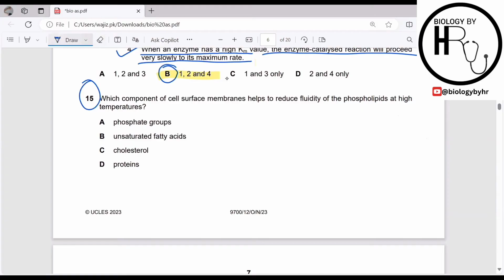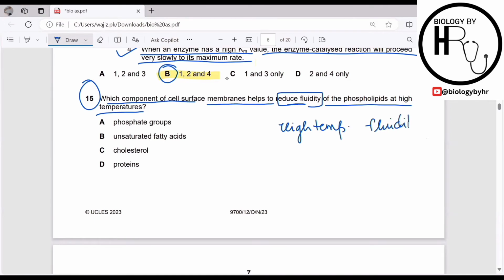Question number 15 says, which component of the cell surface membrane helps to reduce the fluidity of the phospholipids at higher temperature? We know that whenever we are having a higher temperature, the fluidity of the cell surface membrane increases, right? And now they are asking that we have to reduce the fluidity of the cell surface membrane. Phosphate groups have no link with the fluidity. Proteins have no link with the fluidity.